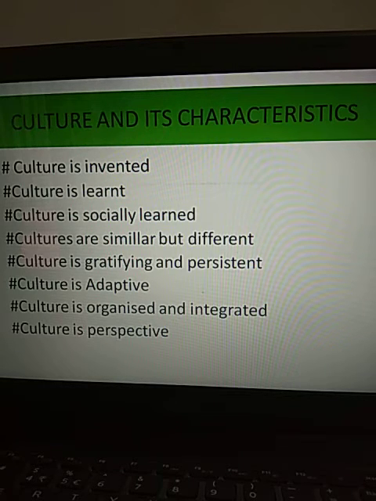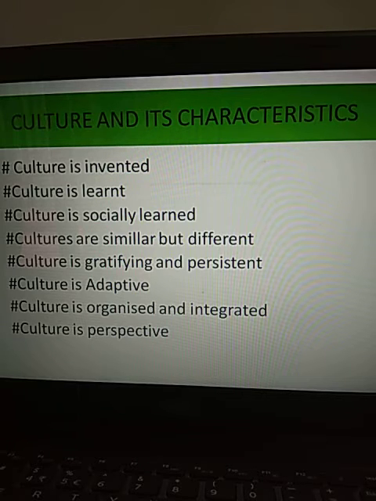Culture is adaptive. So one generation of people is going to adapt different habits from their previous generation, because most of the time the culture will be changing. Before 2000, most of the people of that generation were not familiar with the usage of the cell phone. Now the millennial people are very much familiar with the usage of the cell phone and electronic gadgets. That is the change adopted by the younger generation.